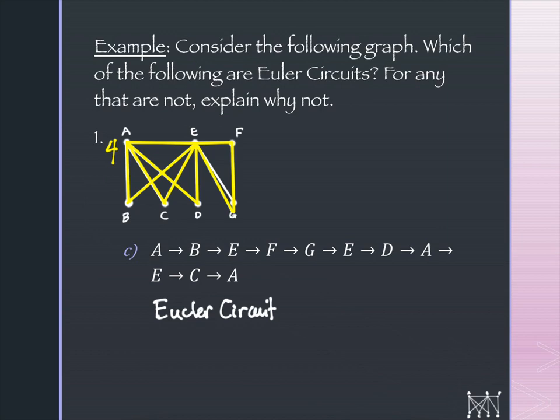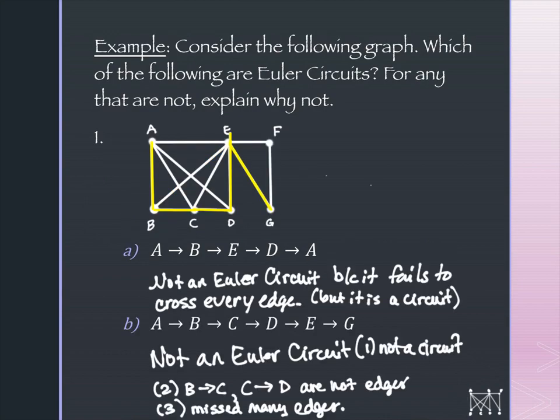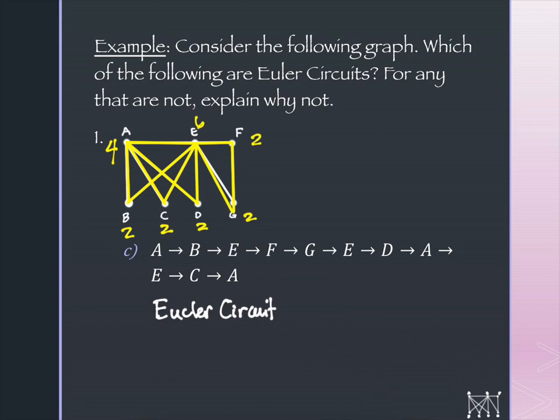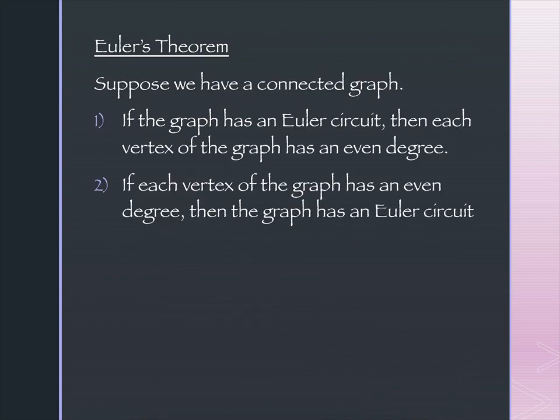How about E? There's 6. F? 2. G? D? C, and B. They're all even degree. Having even degree guarantees us that there is an Euler circuit. And we actually found one too, didn't we? We found an Euler circuit, so we actually saw that happen in this case. Now, there were plenty of things that were not Euler circuits that we tried and didn't work, but we were guaranteed that one existed. Okay, so that's what Euler's theorem is talking about.